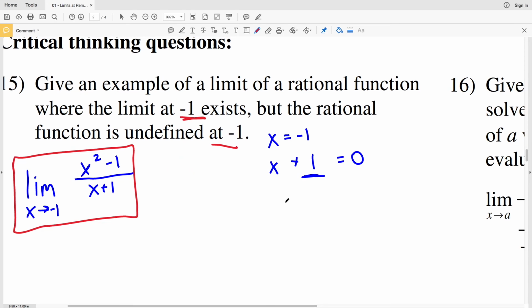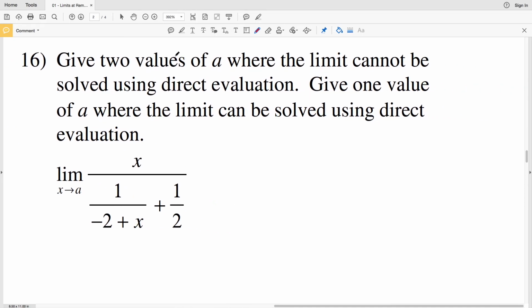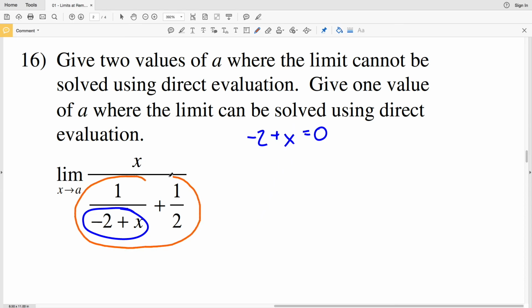And lastly, number 16, it says give two values of a where the limit cannot be solved using direct evaluation, and then give one value of a where the limit can be solved using direct evaluation. So right away we know that one denominator cannot equal 0 because that's undefined. So negative 2 plus x equals 0. That x value will give us an undefined answer, as well as if this denominator equals 0. 1 over negative 2 plus x plus 1 over 2 equals 0. Solving for either of those will give us an undefined answer in our function.